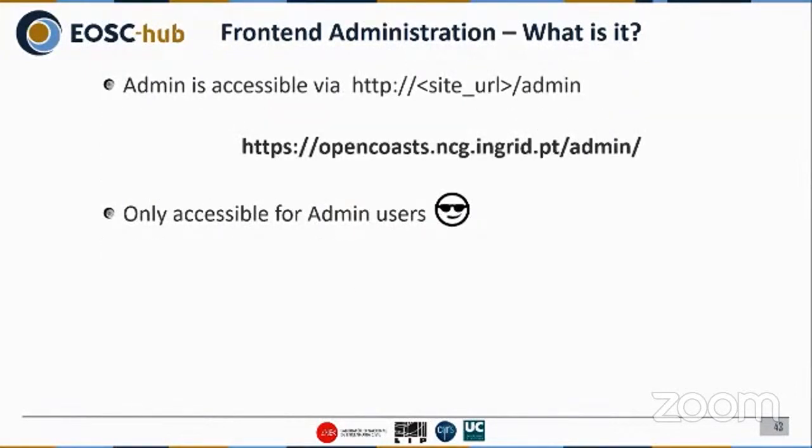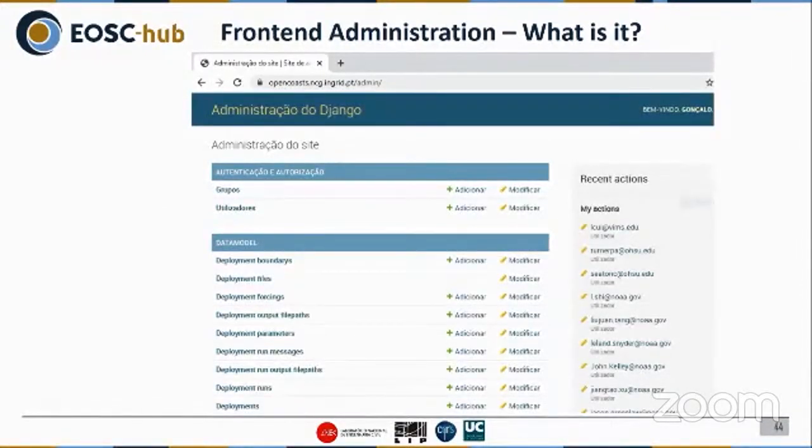The admin app is accessible via the site URL /admin. In our case, opencoast.ncg.ingrid.pt/admin. A small notice, only accessible for admin users. Here you have an overview of the admin app interface, where we have first some part related to the groups and users, and additionally we have the models separated by each app.